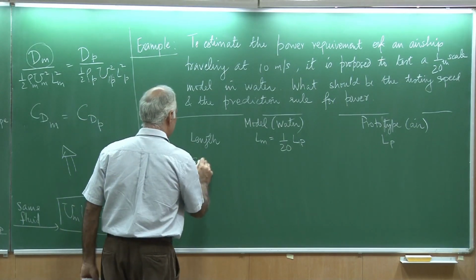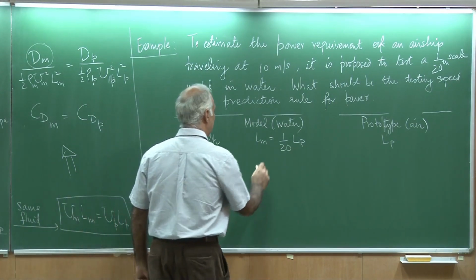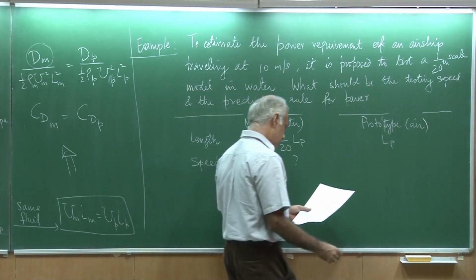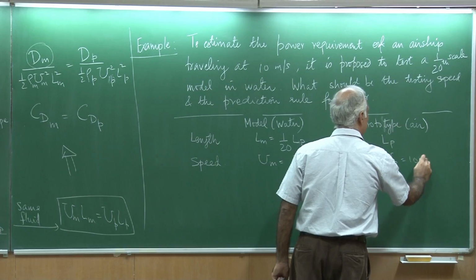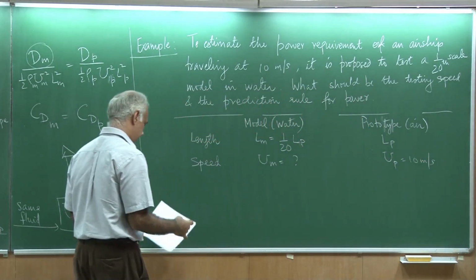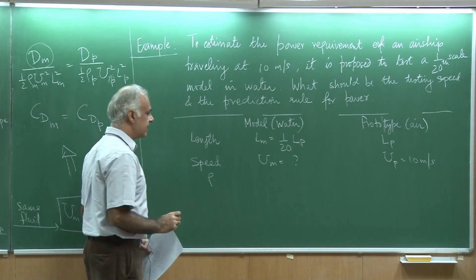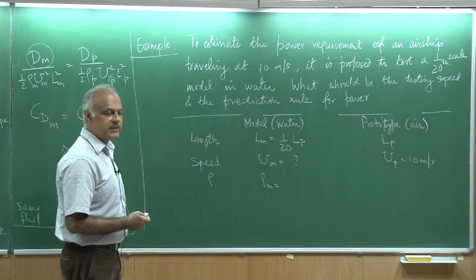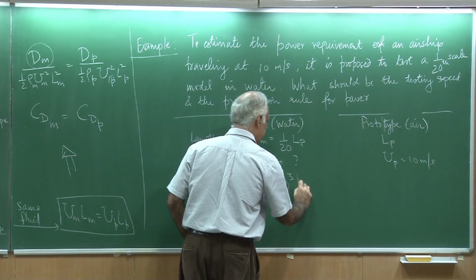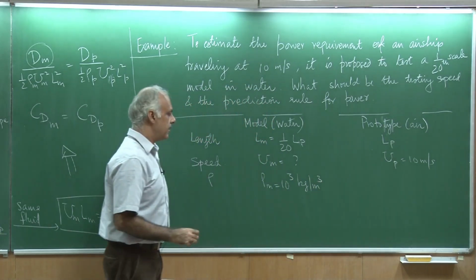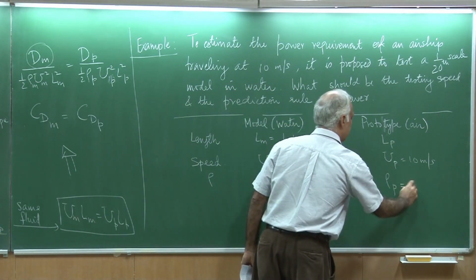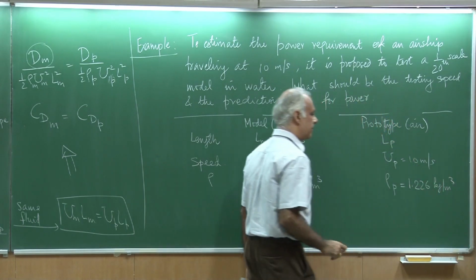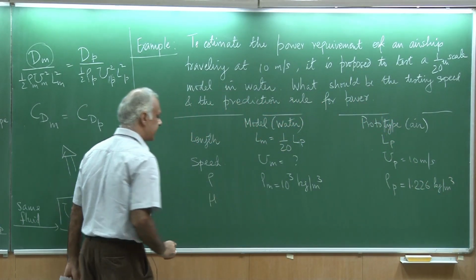Okay. The speed, I have the u of the model, which I am supposed to find out, and the u for the prototype is 10 meters per second. Rho is the density. So the rho for the model in water, I am going to write down the density of water, that's 10 to the third kilogram per meter cube. But the prototype operates in air, so this is going to be 1.226 kilogram per meter cube. Let's look at the viscosity.